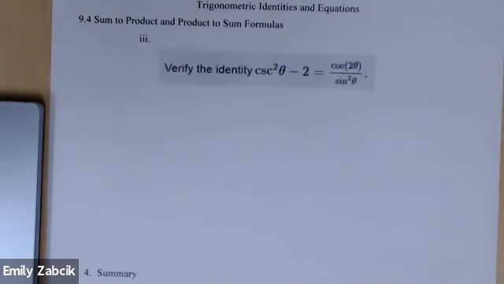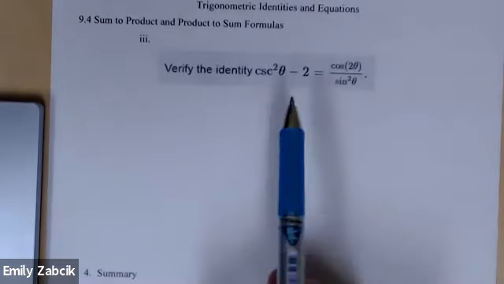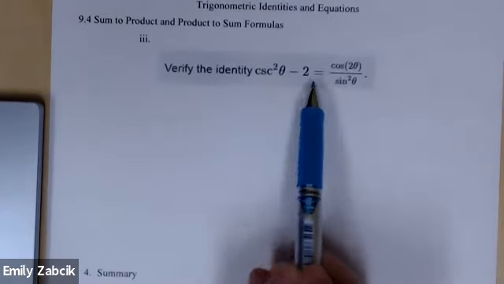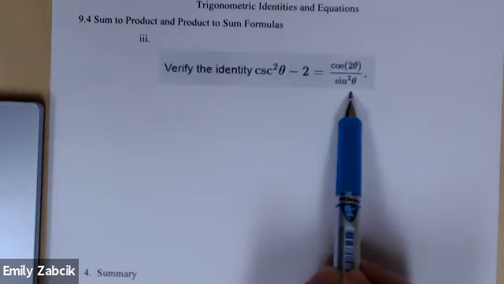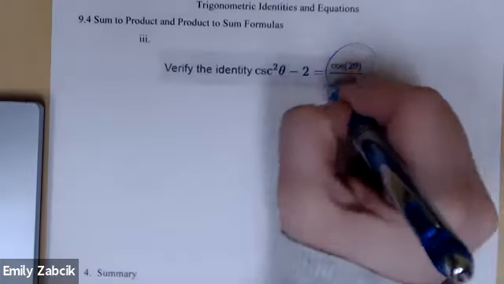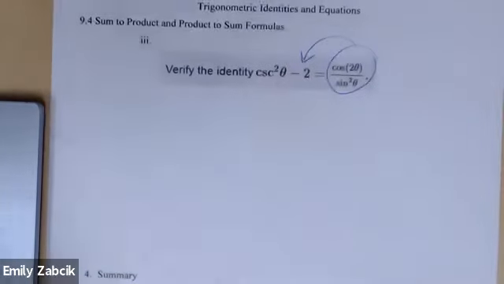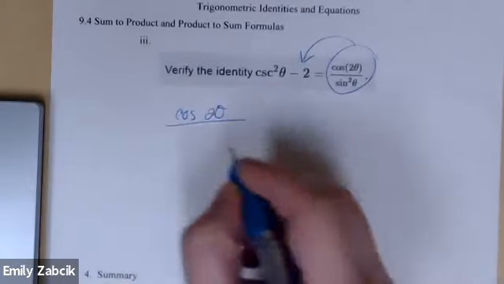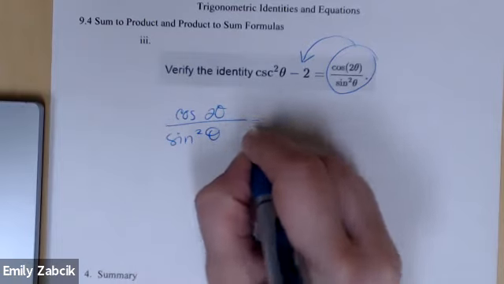Okay, this last one here says verifying the identity using double angle formulas and reciprocal identities. And so what it wants us to do is verify that cosecant squared theta minus 2 is equal to this. As we work together with these, we're going to be pulling quite a few identities together. So I'm going to start with this right side and move over to the left. So the first thing I'm going to do is say, I'm working with cosine of 2 theta over sine squared theta.